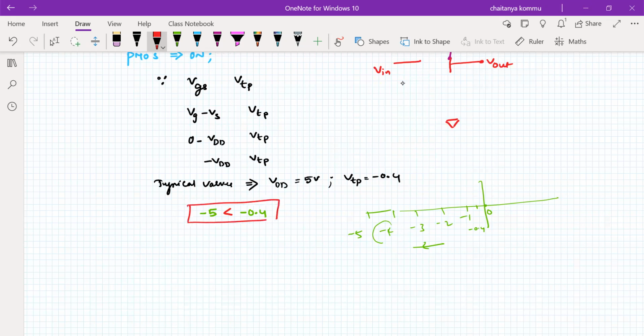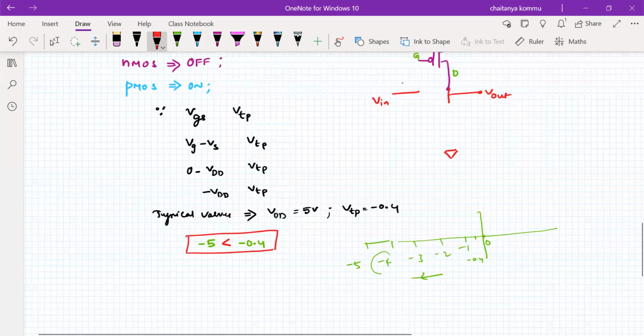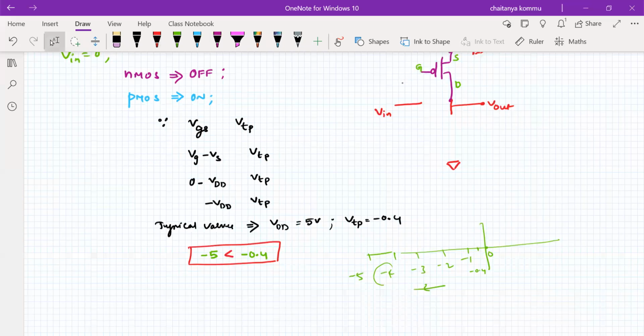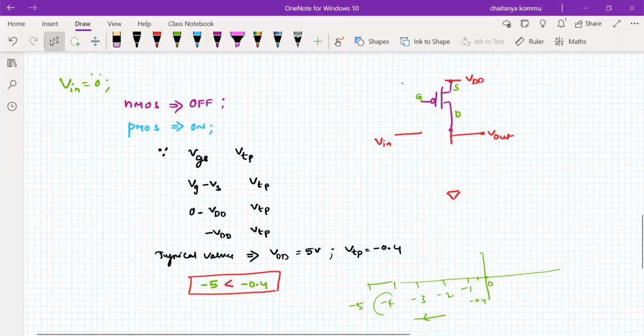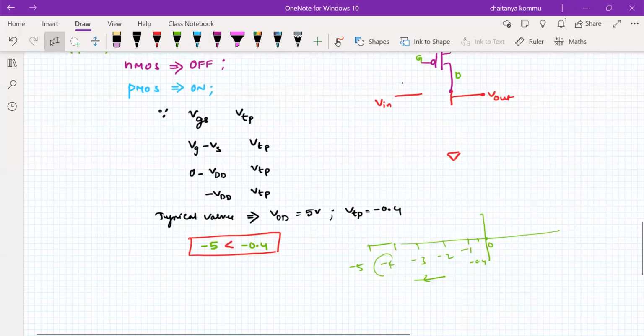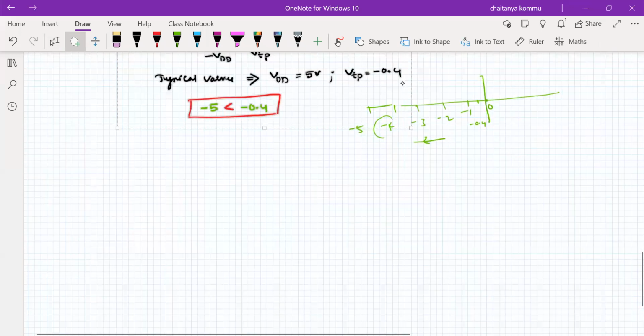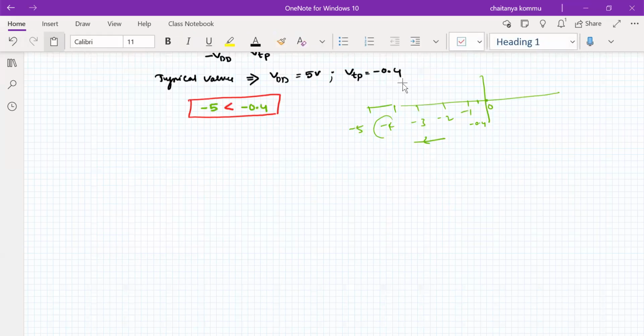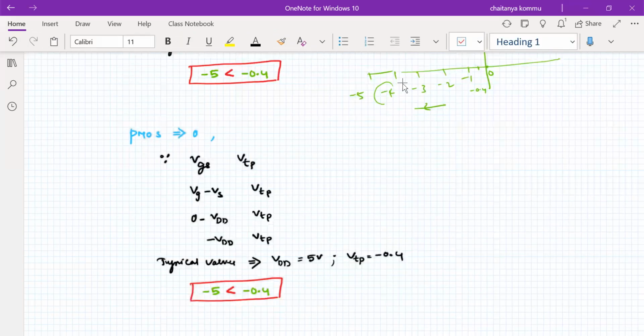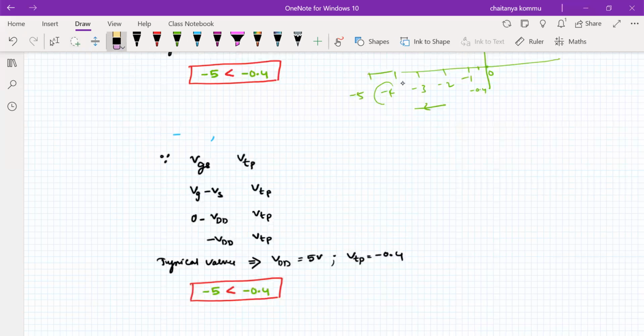So now from this, we say whether the MOS transistor is on or off. For the PMOS transistor, the PMOS transistor is on. What about the NMOS transistor? I think the same thing is applicable here also. For the sake of simplicity, I will consider the same notation for the NMOS as well, the same typical values. So let us consider the NMOS transistor.